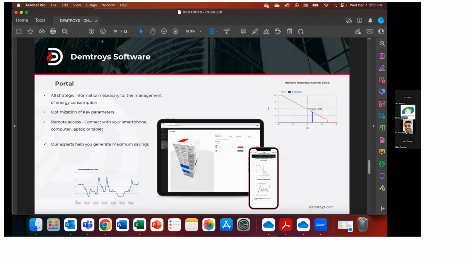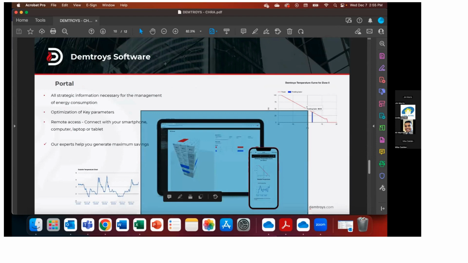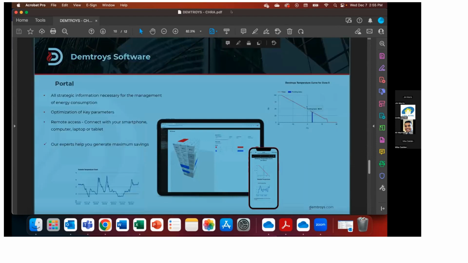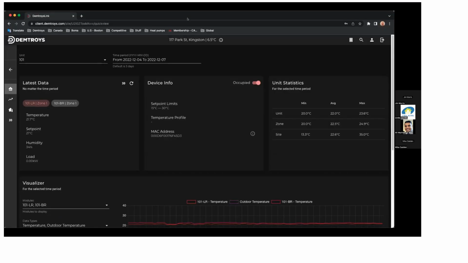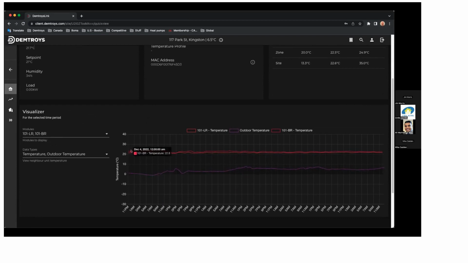This is the interesting stuff, the portal. So I'm going to switch my screen here real briefly so that I can show you the portal in real time. So this is what it looks like. A quick example is unit 101. It's a 3-day period, and we can see some basic statistics. We can see where the temperature was set and what that graph looks like, as well as what the exact outdoor temperature was over these periods of days as well as times.